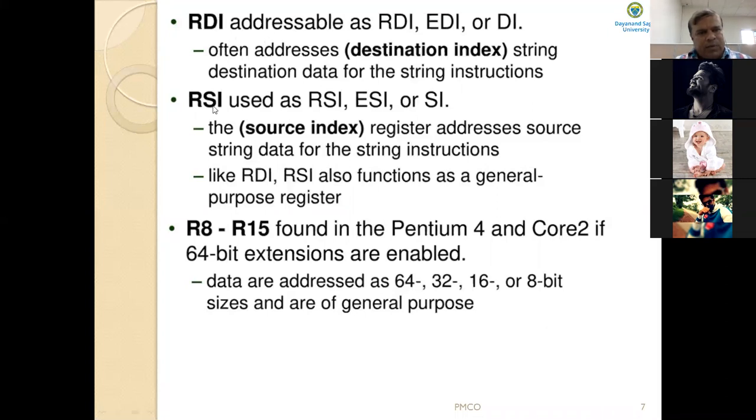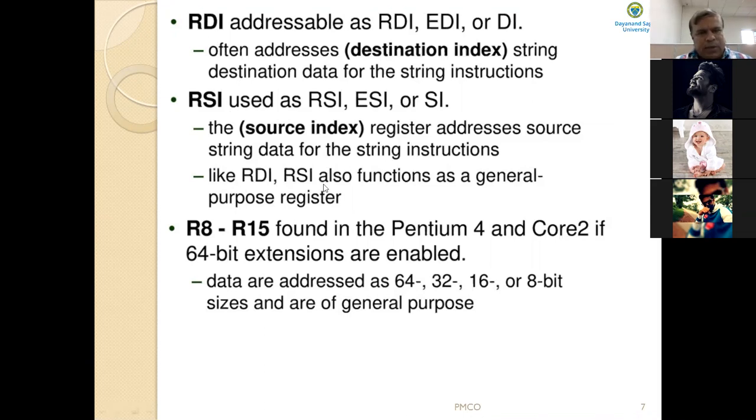And then we have RSI. It can be addressable as RSI, ESI, or SI. So a 64-bit register RSI, a 32-bit register ESI, and a 16-bit register SI. So SI stands for source index here. This addresses the source string data for the string instructions. That means it is used to point to the source string whenever you are working with the string instructions.